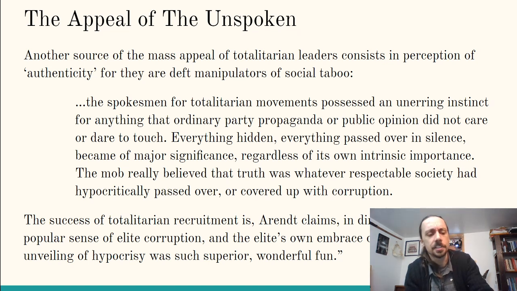Let me move on here. Here's something else Arendt says that's very interesting about the mass leader, about the mass appeal of totalitarian propaganda. It's in the perception that they have a certain kind of authenticity.